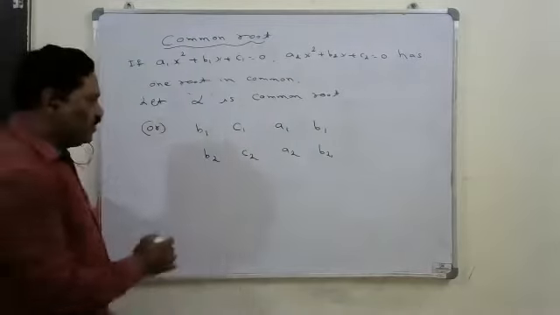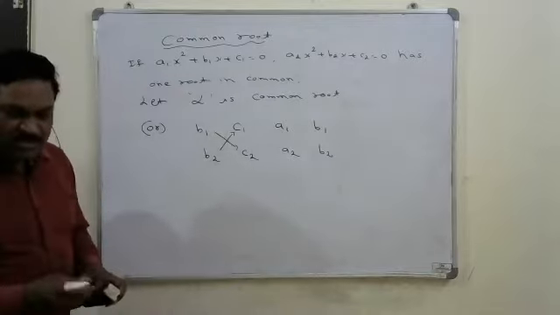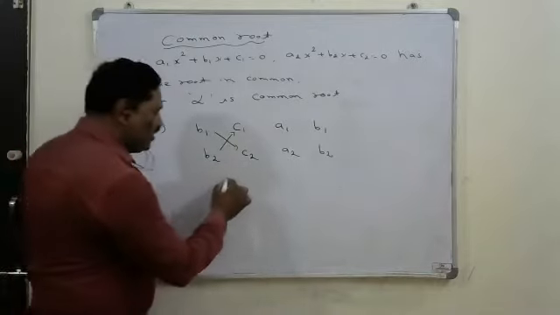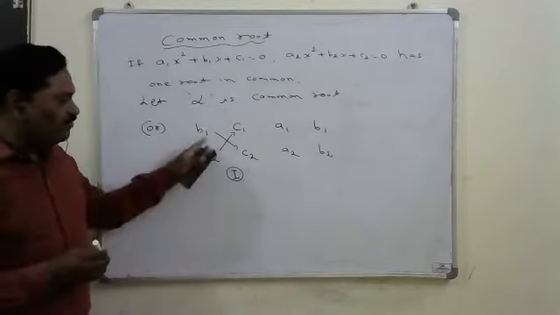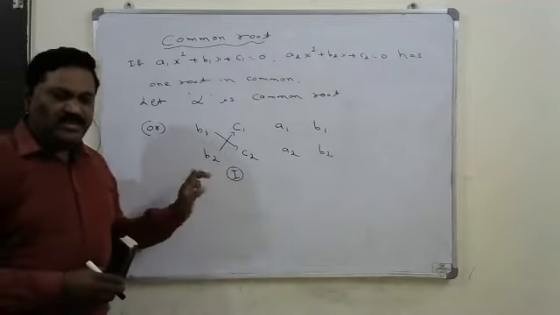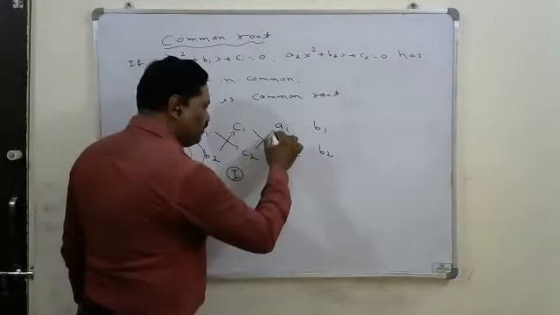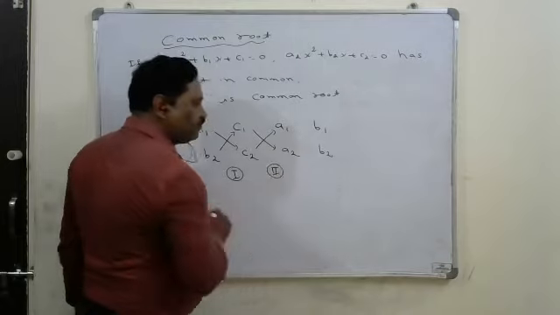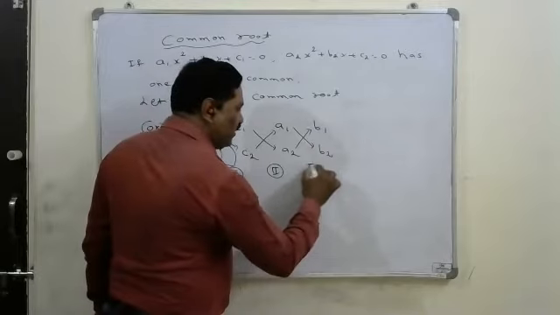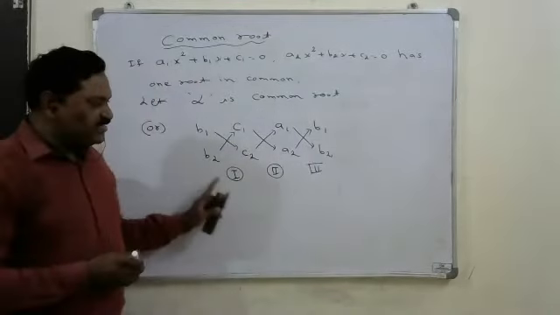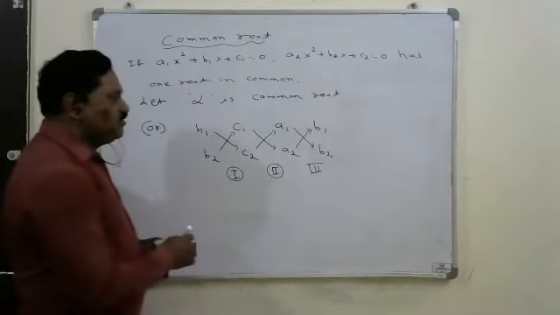Now first we will do the cross multiplication here. Whatever value we get, call that 1. Number 1 is equal to B1C2 minus B2C1. Whatever value we get by cross multiplication for the middle term, call that 2. And whatever value we get by the cross multiplication here, call it 3. So this value is called 1, this value is called 2, and this value is called 3.